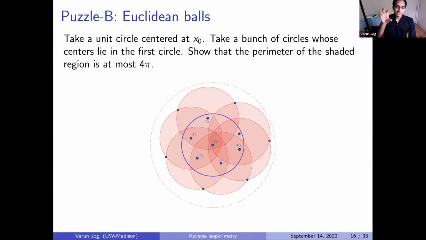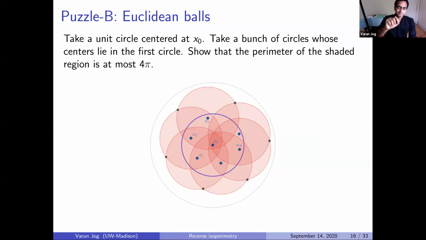So let's say you start with a circle, in 2 dimensions. You start with a circle, the blue circle in the slide, whose center is x0. Now, you take a bunch of points, x1, x2, dot, dot, dot, xn, however many points you want, and put those points inside the original blue circle, and then put a unit circle again. So the original circle is also a unit circle. So you put unit circles centered at x1, x2, dot, dot, dot, xn, and take the union of all the circles that are there in the picture.